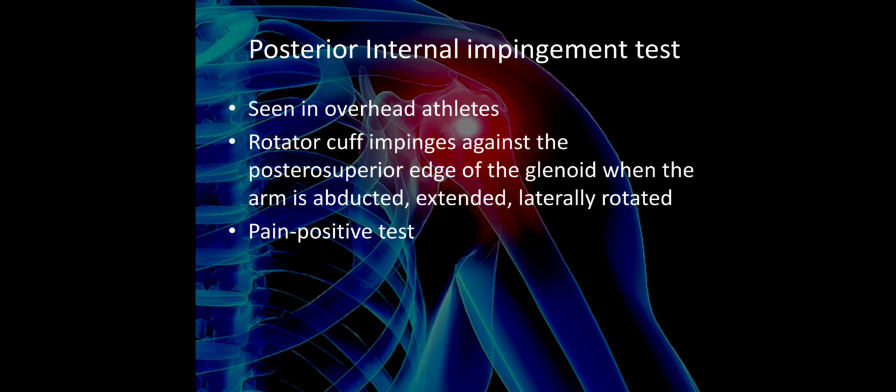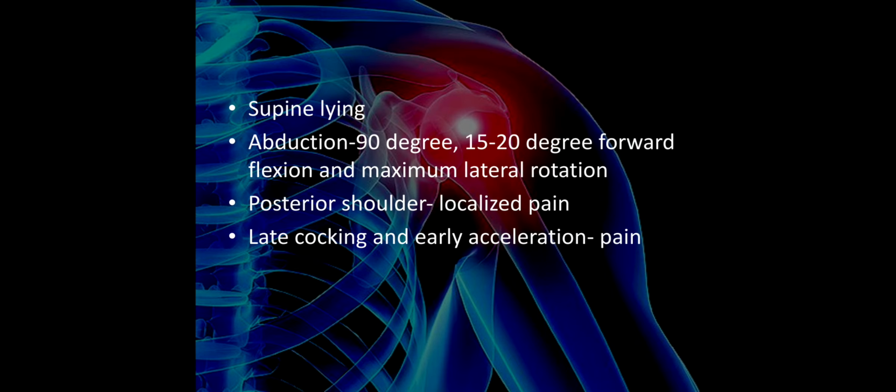Overhead athletes means athletes who are involved in racket sports or who require more shoulder elevation; they may experience posterior internal impingement. This test can be done in supine lying. We have to do abduction to 90 degrees, 15 to 20 degrees forward flexion and maximum lateral rotation. If there is posterior shoulder pain or localized pain in the posterior aspect of the shoulder, then we can consider that the test is positive.